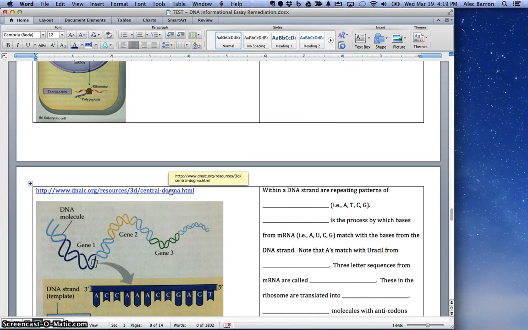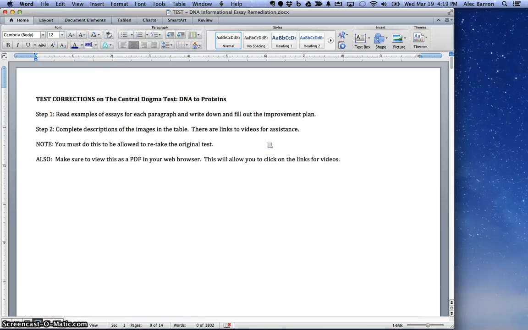There will be a hard copy provided to you, and you'll see that there's 2 steps. Your substitute will provide you this handout, and this is where you'll do all your writing, on the paper copy. So it says, step 1, read examples of essays for each paragraph and write down and fill out the improvement plan. Note, you must do this to be allowed to retake the original test. And like I said, make sure you view this in the PDF in a web browser. This will allow you to click on the links for videos.